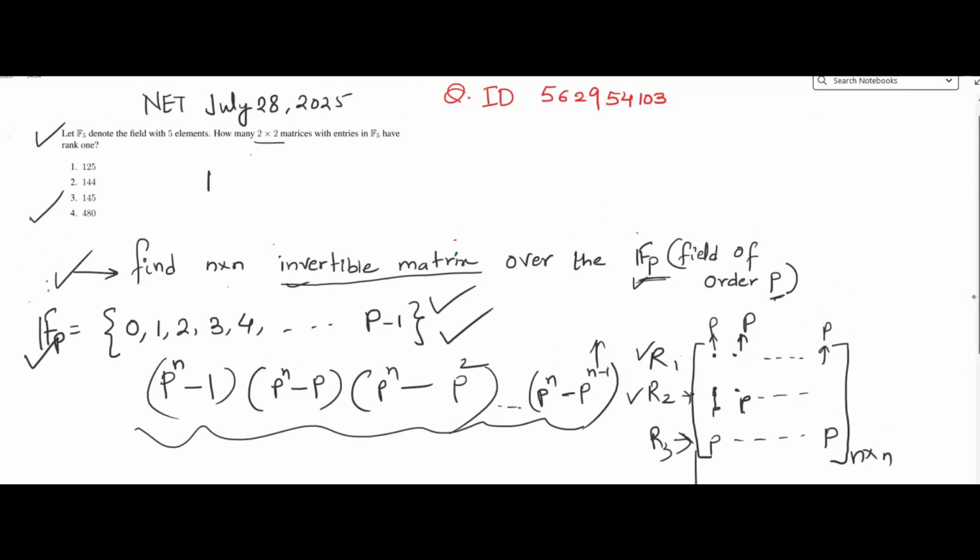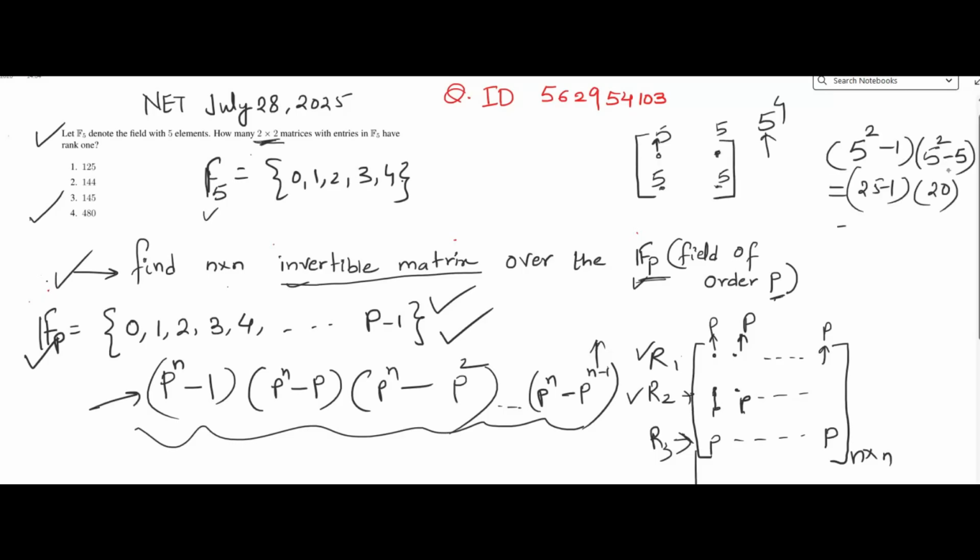So your field is F5, which means this field has 5 elements, and I have to construct 2 cross 2 matrices. So 24 into 20 is 480. So 480 are the invertible matrices.